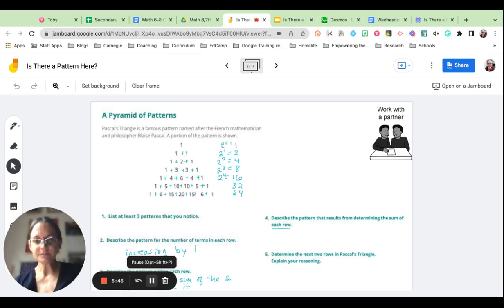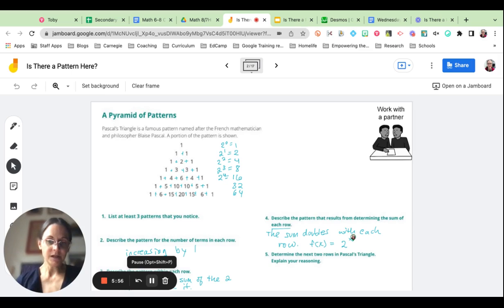Let's write it down. Using words, I'm going to say the sum doubles each row. We could also write an equation if we wanted to, using an exponential function. But that's getting fancy, and we haven't really done that yet. So for now, it's enough just to say the sum doubles with each row. Determine the next two rows in Pascal's triangle and explain your reasoning.